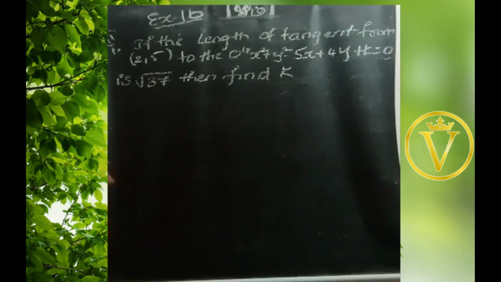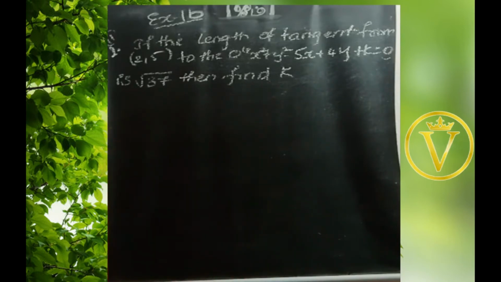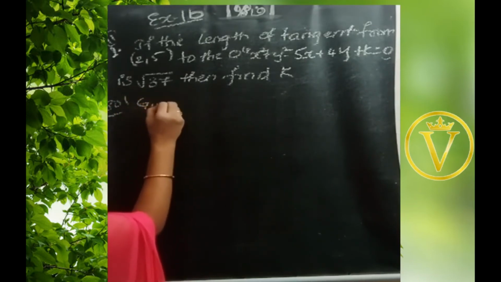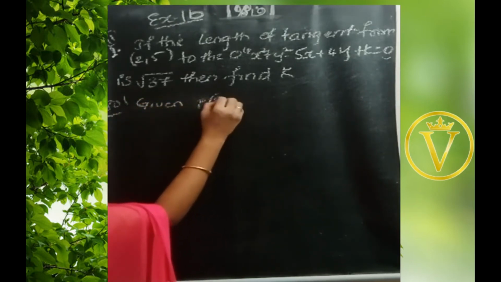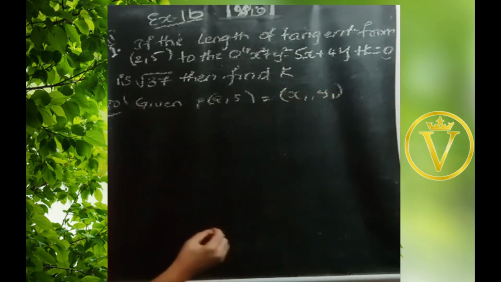So this is our Roman second problem. If the length of the tangent from 2, 5 to the circle, they have given one circle equation, is root 37, then we have to find out the k value. Same as before, first we have to write the given: P is 2, 5, which is nothing but x1, y1.